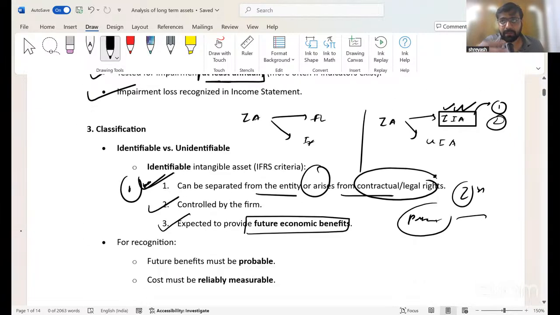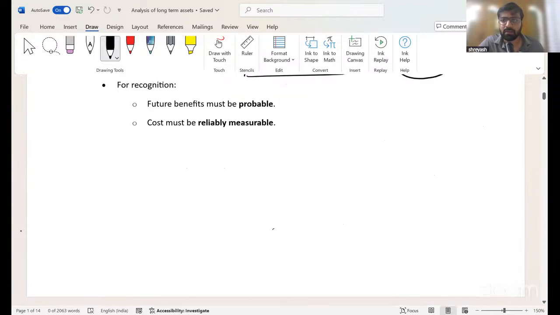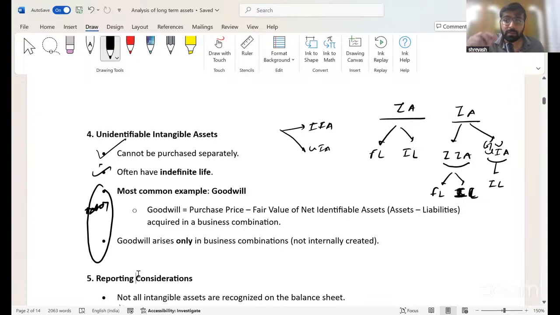The other type of intangible assets are identifiable and unidentifiable. If it is identifiable, then it should be capable of being separately sold, or it should arise from a contractual right or legal right. It should be controlled by the firm, and the future economic benefit should flow to the firm. If it is unidentifiable, it means that it cannot be separately sold. Example, goodwill. Identifiable intangible assets can have either a finite or infinite life, and unidentifiable intangible assets usually have an infinite life. That is the concept.